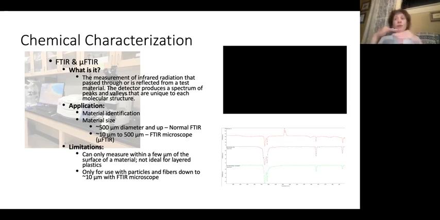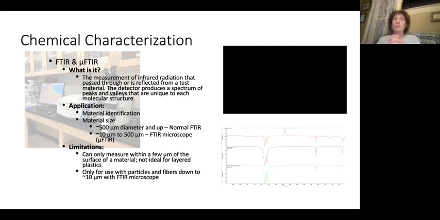And so if you have a particle that is made up of different plastic types, it's layered in some way, you're only going to get the surface. And then it's only for use with particles and fibers down to about 10 microns. With that FTIR microscope, in our experience, that limitation is more like 20 to 30 microns. It can be very difficult, just the limitation of physically picking up something that small and placing it on the slide is pretty challenging.